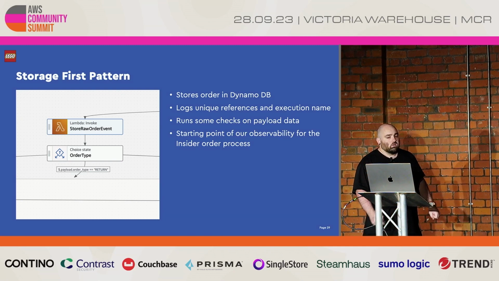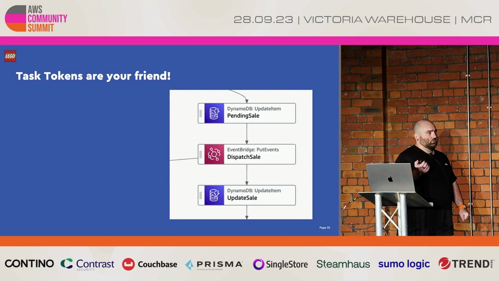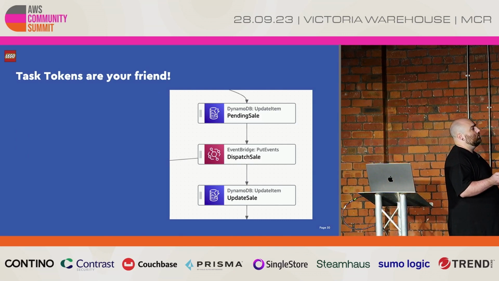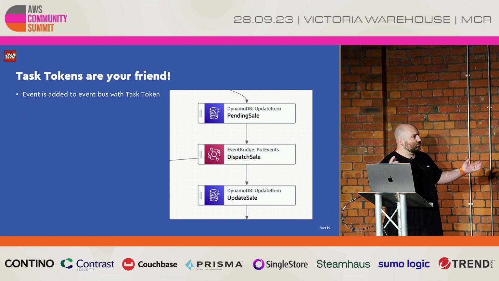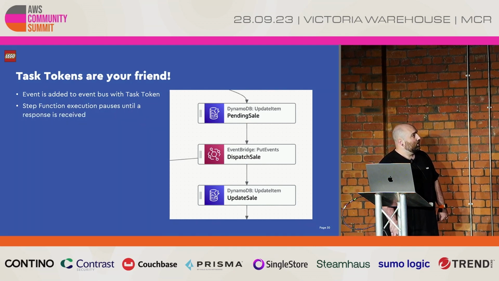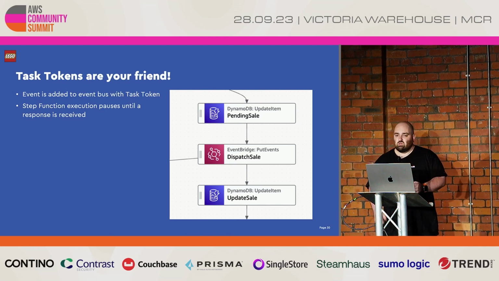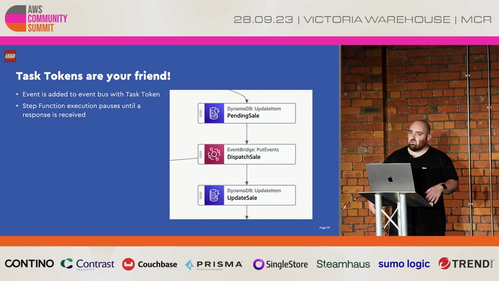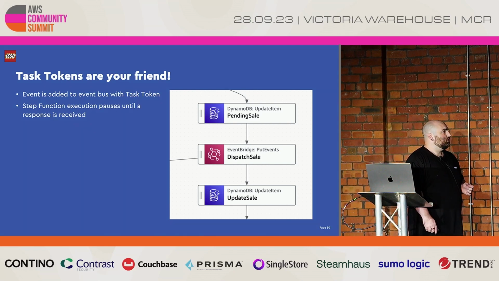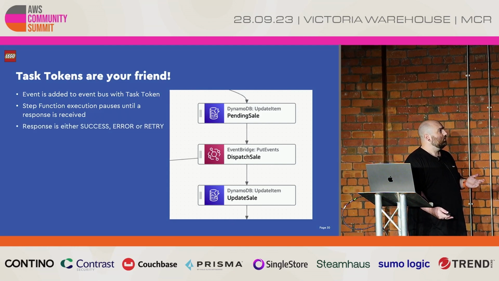I also mentioned earlier about task tokens, so a bit more on those. Like I said before, we've got this event that gets added to the event bus with that task token on. On this dispatch sale here, you can see that little line trailing off as well, which can handle anything that goes wrong. And the step function execution pauses until the response is received, which is really handy because you don't end up with a bunch of unnecessary failures or incorrect past responses from not waiting around for that.